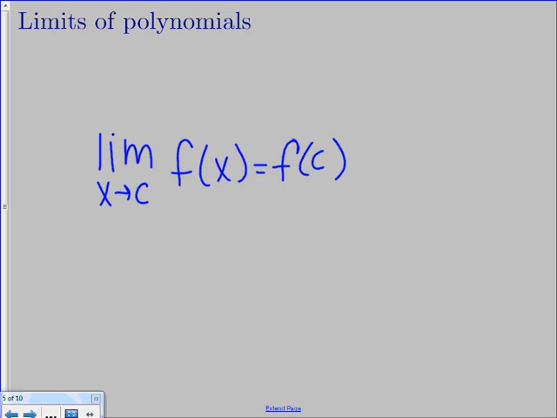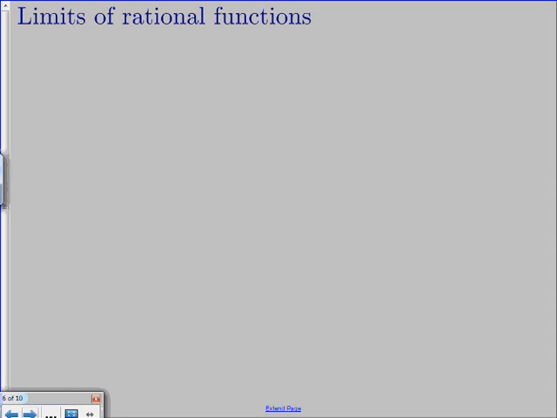So an example of that would have been what we just did with the 4x squared plus 3. If you plugged in the 2 for your c value from the get-go, you would have gotten the 19 just as quickly. So the important thing to remember from this is that the limit of polynomials are just equal to the function value. So now we're going to talk about the limit of rational functions.